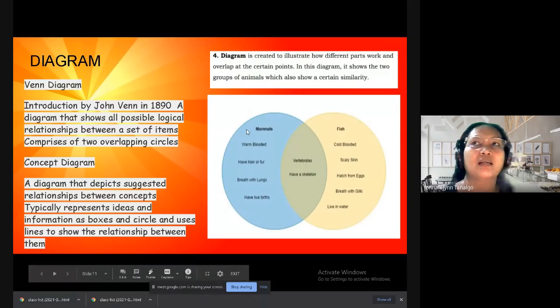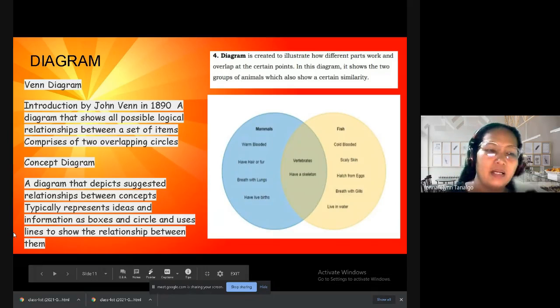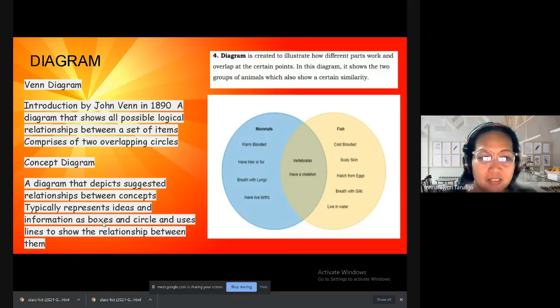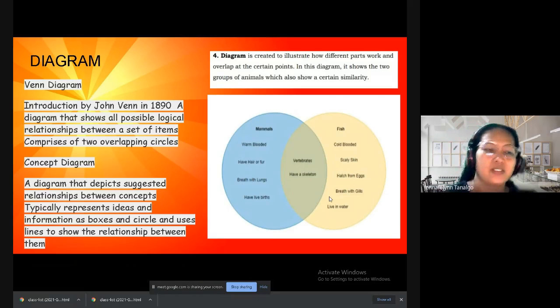The other type of diagram is a concept diagram. This is a diagram that depicts suggested relationships between concepts. It typically represents ideas and information as boxes and circles, and uses lines to show the relationship between them. So if you happen to see a concept map, that is already an example of a concept diagram.